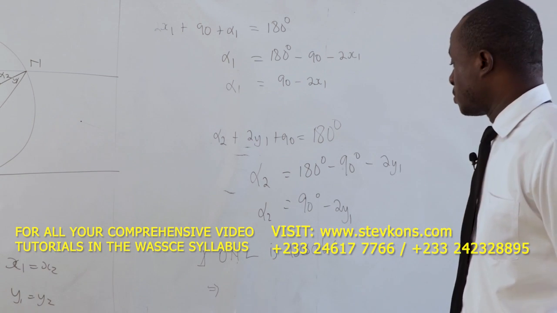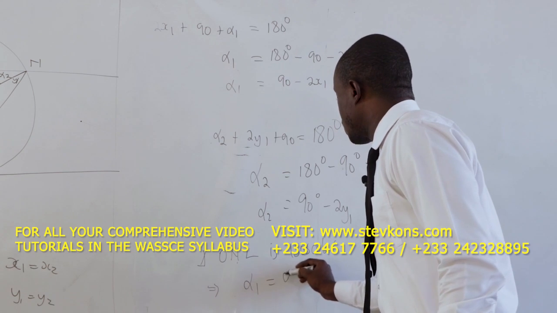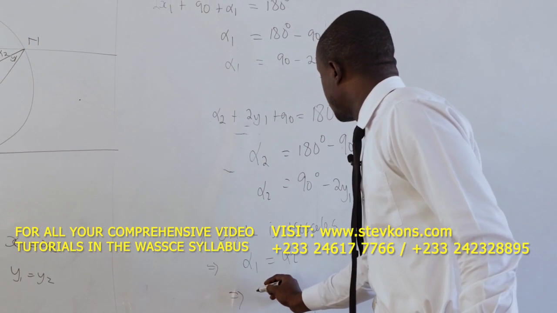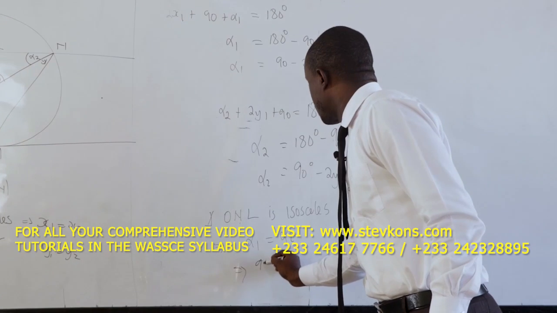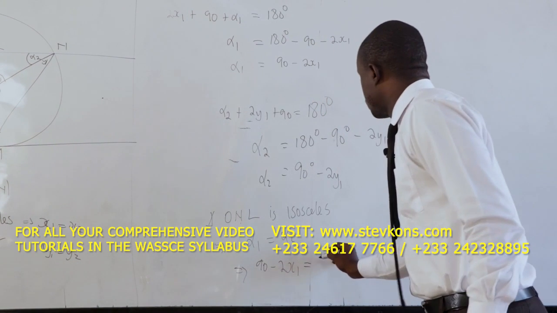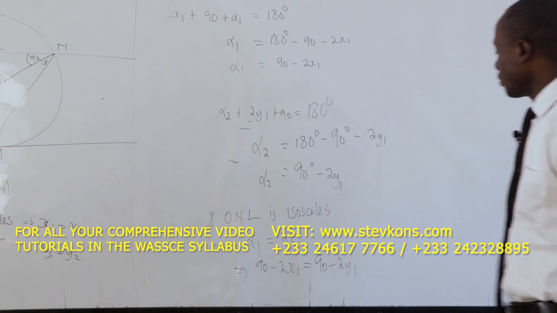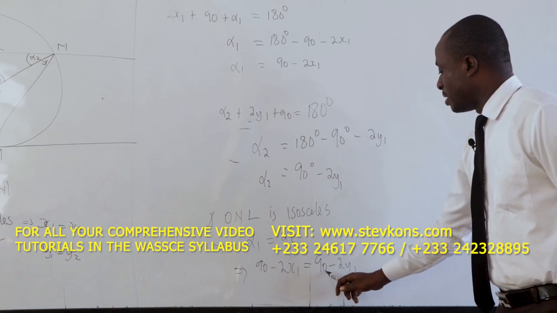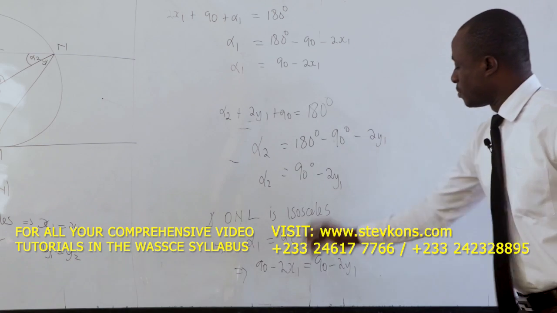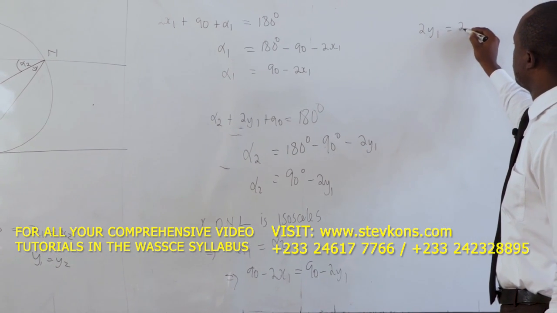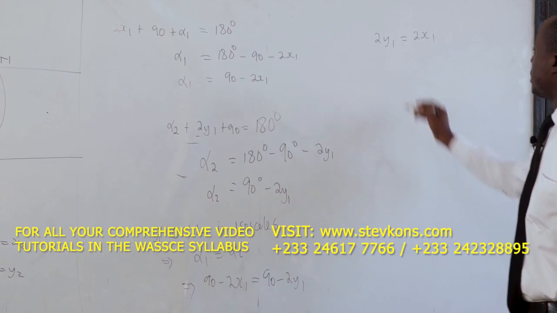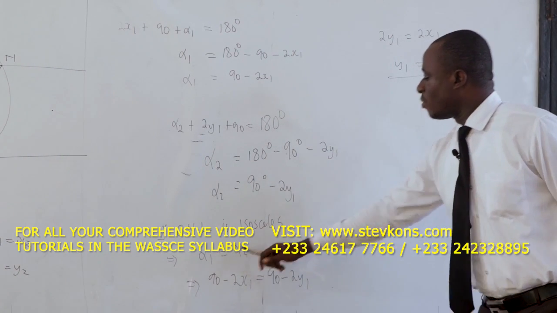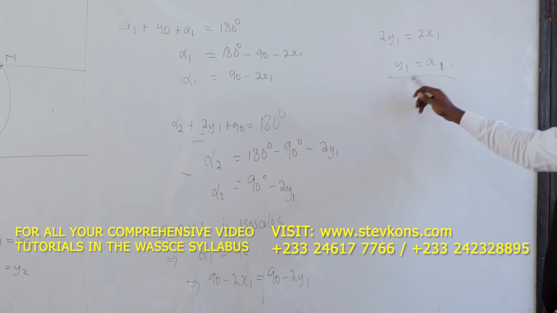Now, because it is isosceles, what does it mean? It means that alpha 1 is equal to alpha 2. And what can we see from here? Clearly we can see that 90 minus 2x1 equal to 90 minus 2y1. Now let's bring this one here. The 90 will cancel each other. So from here, this 90 will cancel the 90 here, and we are going to get 2y1 equal to 2x1. So we have y1 also equal to x1.